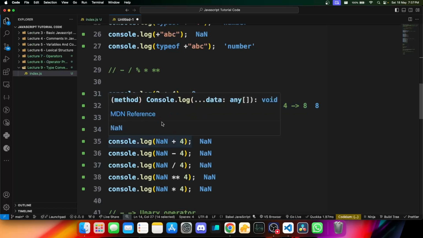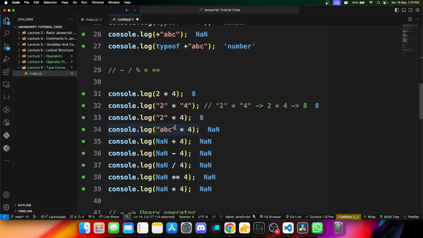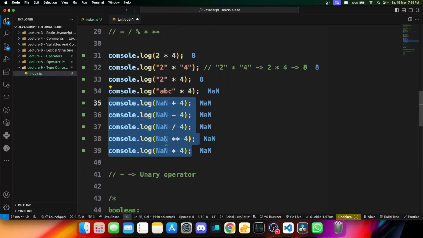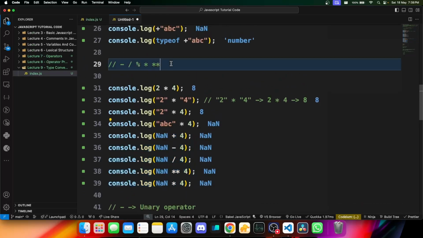And sometimes the string can't be converted to a number. For example, in this case, the string can't be converted to a number. Okay, and that's why it got converted to not a number. Okay, which is also a number, but not a number multiply 4 would give you not a number, because if you try to do any arithmetic operation with not a number, that's going to yield you not a number. So you can see some examples over here. All the operations basically give you not a number. Okay, so that is basically the thing that happened with these operators.